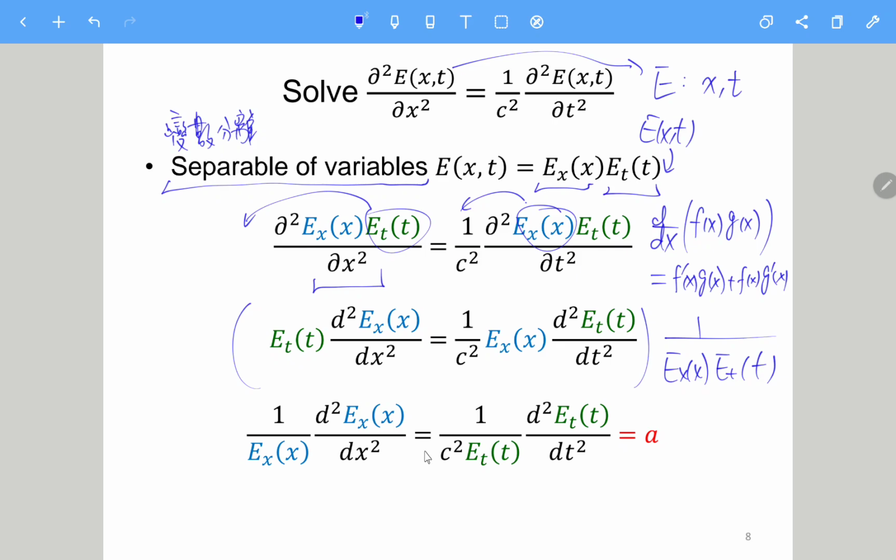This is the key point of separation of variables, which means that at the very beginning, we try to assume the original solution is separable. And then finally, we also try to separate these two variables onto two sides. In this case, this is a function of x, and this is a function of time.